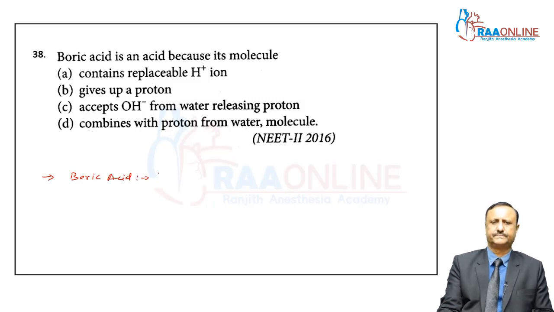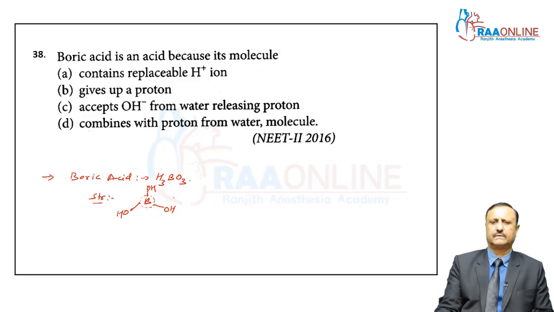Boric acid is H3BO3. What is the structure? Here you can see the structure of boric acid: OH, OH and OH. Here you can see that boron has 2 electrons less, because oxygen and boron form electron pair covalent bonds. So, 2 electrons are less in boric acid.